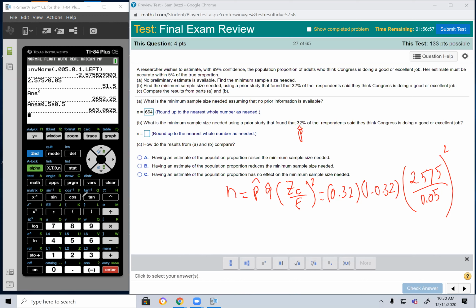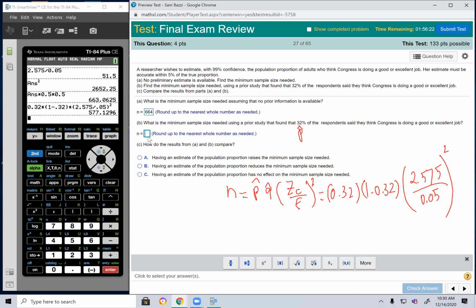Okay, let's do it on the calculator. 0.32 times 1 minus 0.32. If you don't want to do the math, just do 1 minus 0.32 first. Open parentheses, I'm going to do it all in one shot. Divide by, and then square it. You can use this for square. 577.12, you need to round up, so it will be 578.